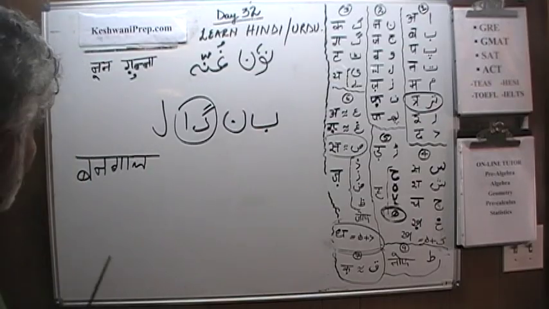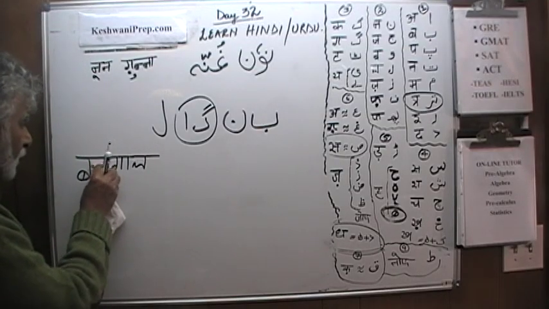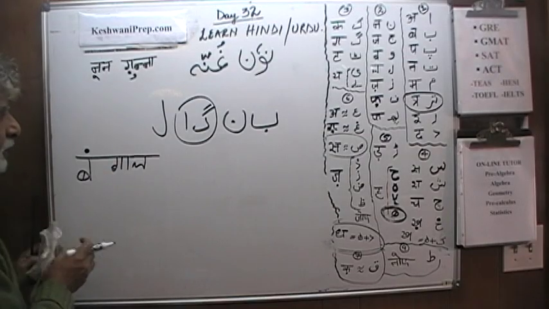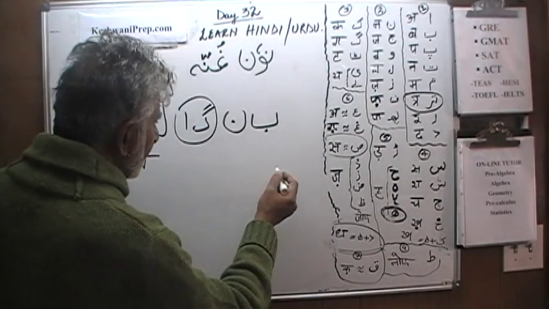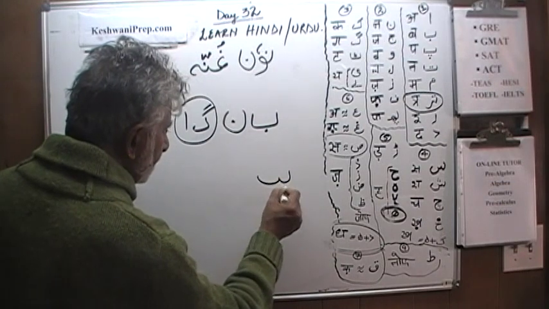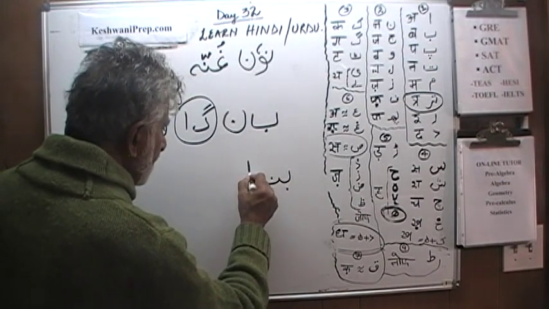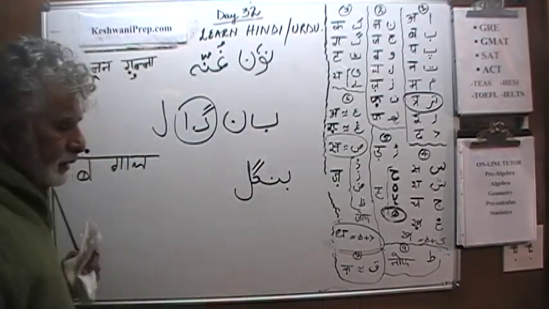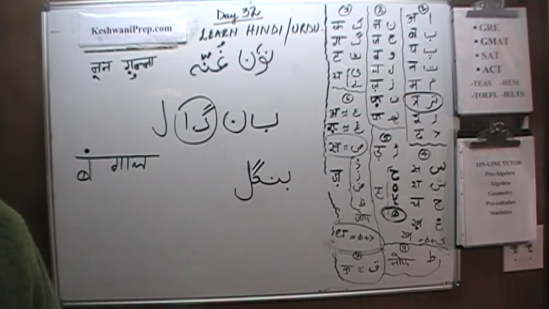The nasalized N, this N will go away, and you'll put a dot on top of it and bring everything together. In Urdu, everything will stay the same. So there's your B and a N. Then we need a Ga, and then La. Bengal, that's how we write Bengal.